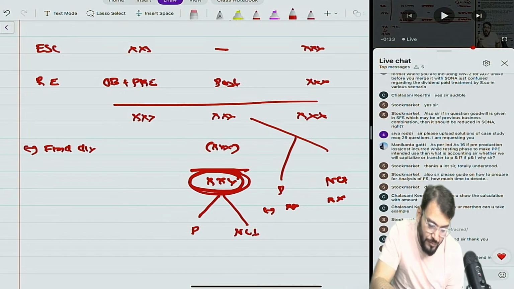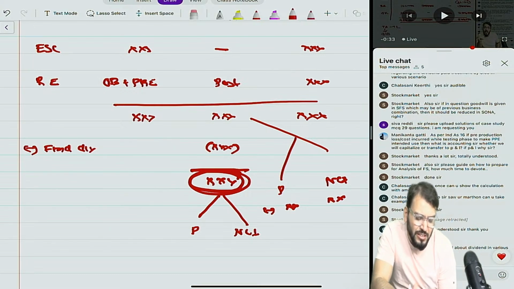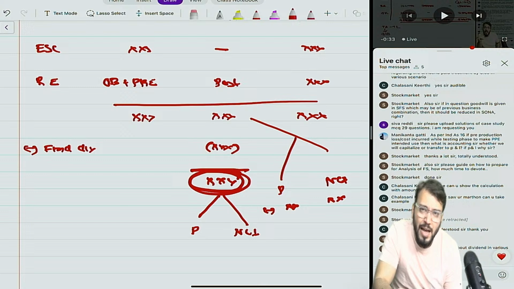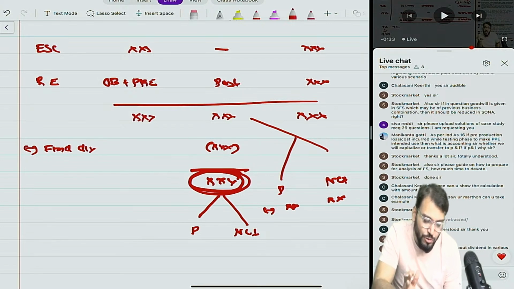Siva Reddy asks: Sir, please upload the solution of case study MCQ 29. I have given 28 or 29 case studies, I don't remember. I am uploading them one by one. Till now I have uploaded 8 case studies. I will upload all the case studies, so don't worry about that. I will upload each case study one by one.